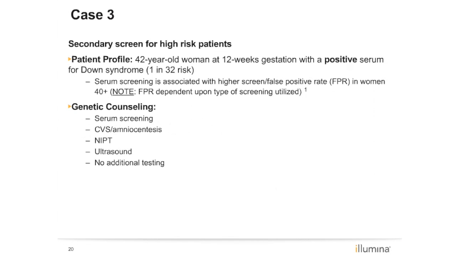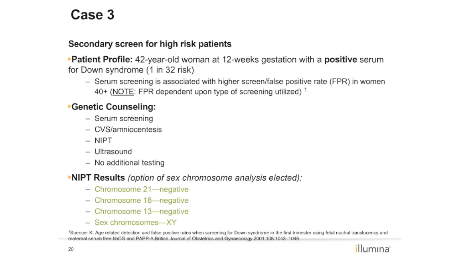The next case is a 42-year-old woman at 12 weeks gestation with an increased first trimester screen risk of 1 in 32 for Down syndrome. In patients that are over 40, the false positive rate with traditional serum screening is increased given their increased baseline risk secondary to maternal age. Her provider offered additional screening, invasive testing, ultrasounds, and non-invasive prenatal testing. The patient declined diagnostic testing and opted instead for NIPT. Her NIPT results were negative for aneuploidies in chromosomes 21, 18, 13, as well as sex chromosome anomalies.